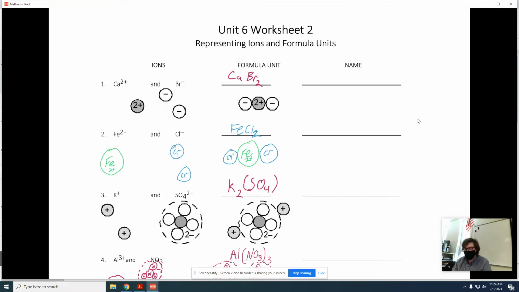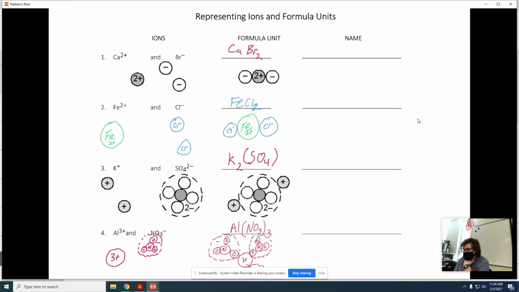So we said, in order for the charges to be balanced, I would need 1 calcium and 2 bromines, because that would give me a total of 2 positive charges and then 2 negative charges. So when those ions come together, we create a neutral compound that has the formula CaBr2. We looked at these first 4 examples, so let's just look at those again.